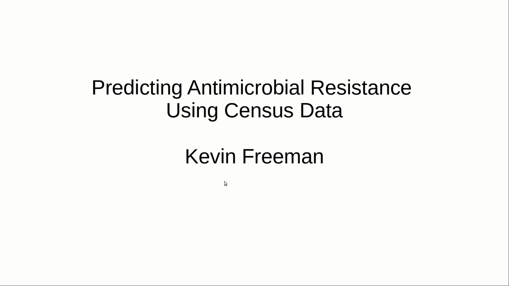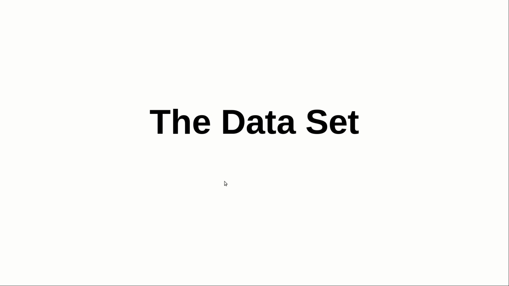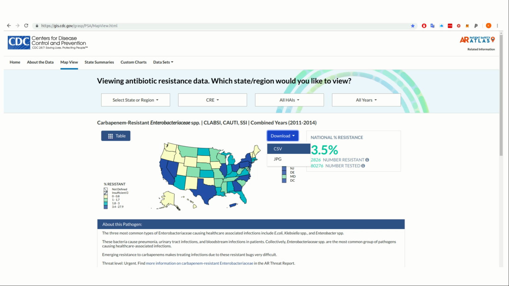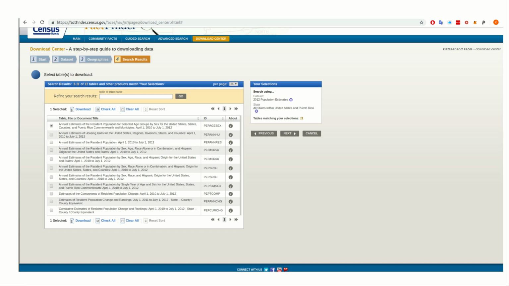My name is Kevin Freeman, and my project was predicting antimicrobial resistance using census data. So the data set. What really inspired this was this data set from the CDC. They collect antibiotic resistance data by state. So what it really is, in each state, what percentage of the microbes in the hospitals in that state were antibiotic resistant. So they've got this handy viewer, and then you can download the data as a CSV file.